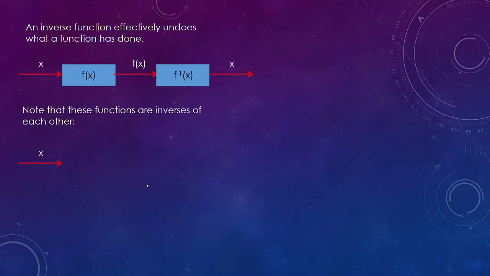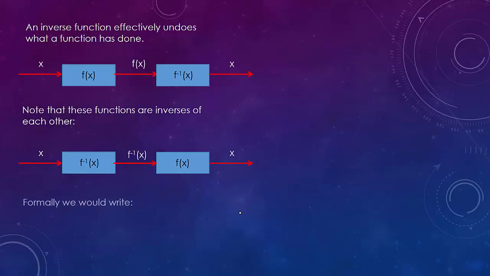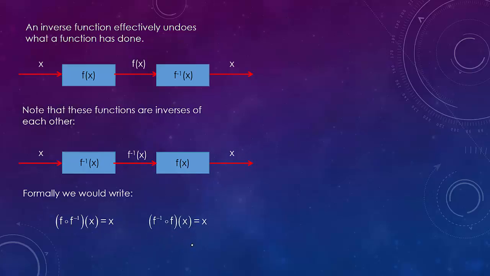So if you start by substituting x into the inverse function, out comes f negative 1 of x. If you then substitute that into f, f undoes what the inverse has done, and out comes x. You could just simply switch where the negative 1 is on these two functions. They are inverses of each other. Formally, we would write that f of f negative 1 of x is x, and of course you can do that the other way around.